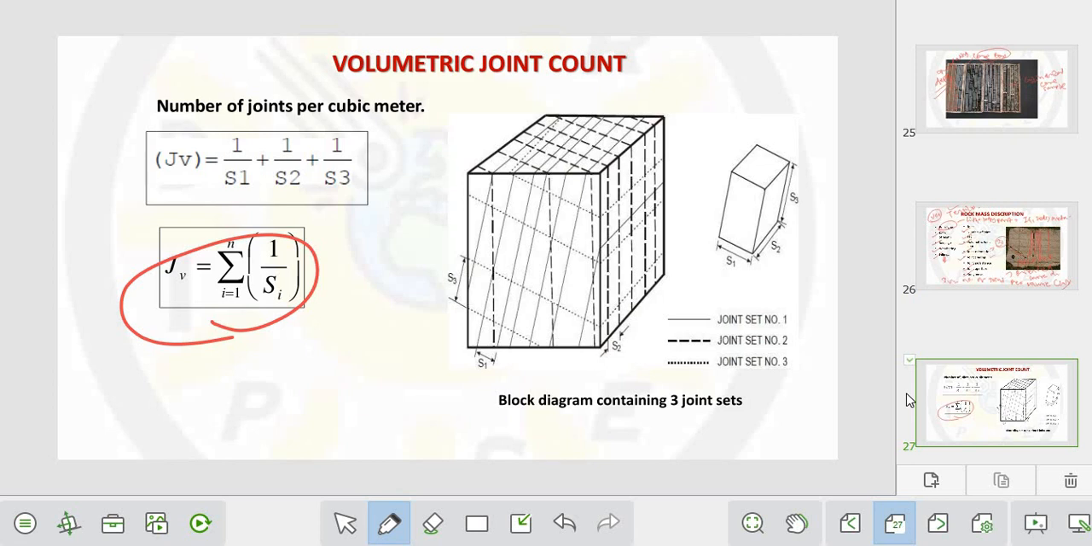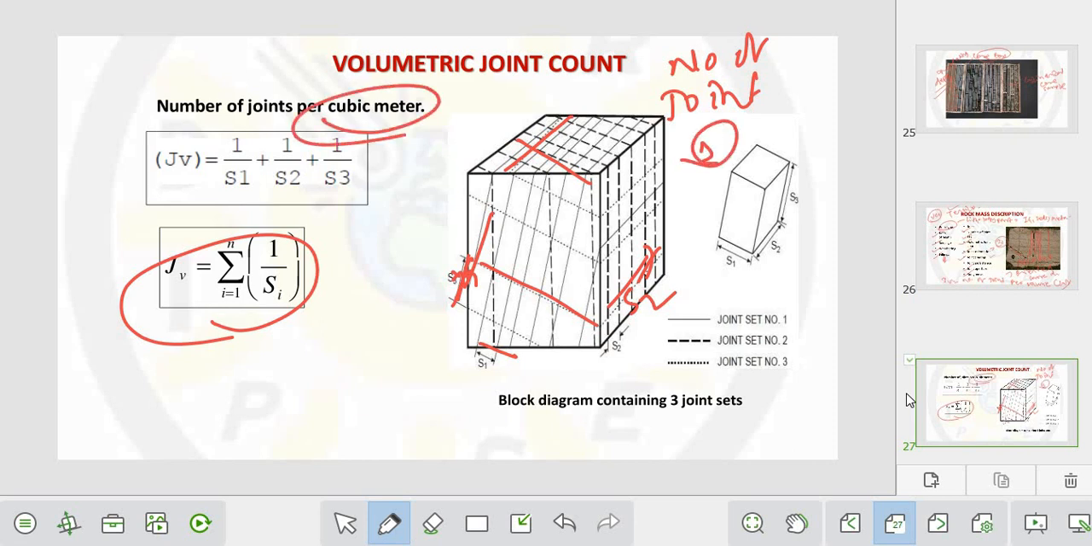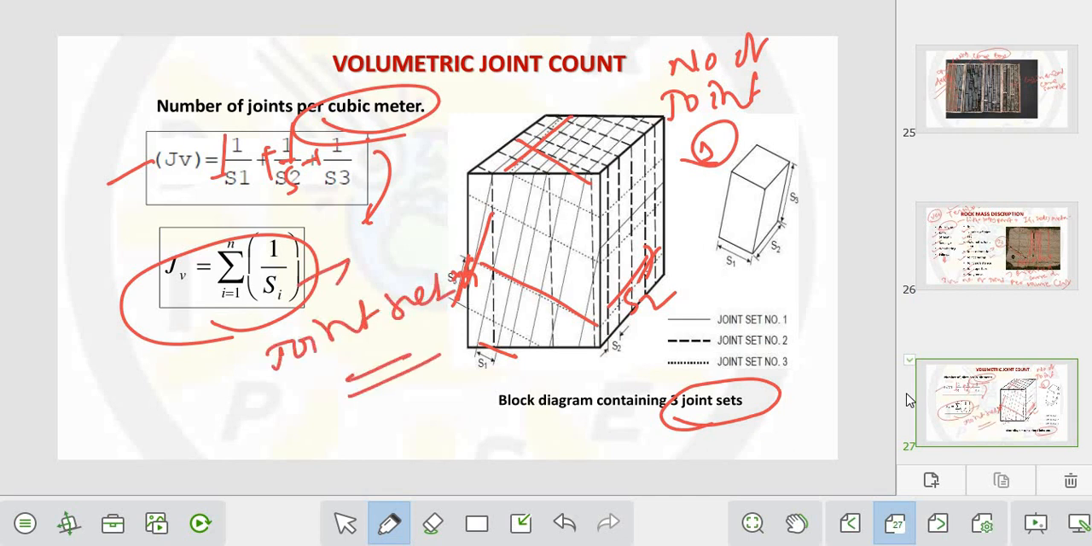How do you calculate normally? Okay, see, this is the joint set number 1, this is the joint set number 2, this is joint set number 3. So see, this is the S1 and this is the S3, okay, and this is the S2, okay. So the number of joint sets will be 3. So how do we calculate per cubic meter पे कैसे calculate करते हैं? So this is the block diagram, ठीक है, containing 3 joint sets. So JV क्या होगा? 1 by S1 plus 1 by S2 plus 1 by S3, ठीक है, number of joint sets. So it is the summation over the joint sets. Okay, so this is the volumetric joint count.